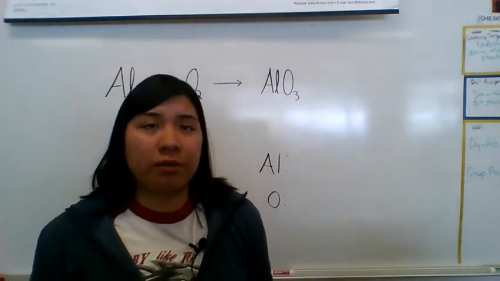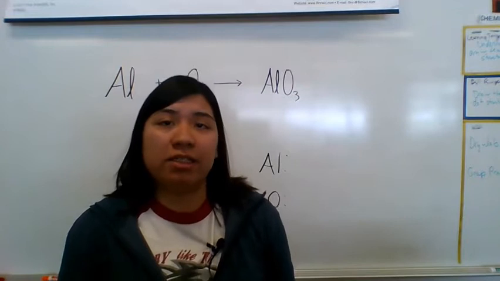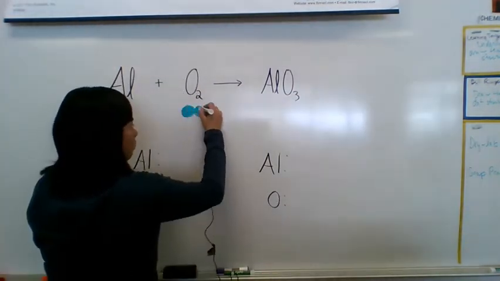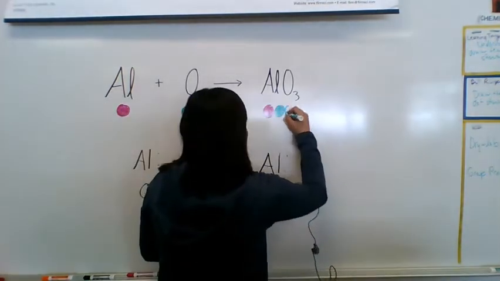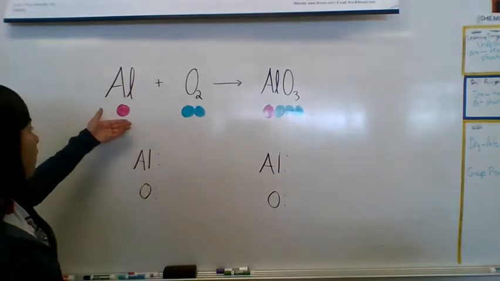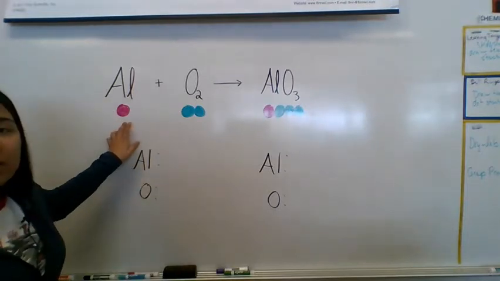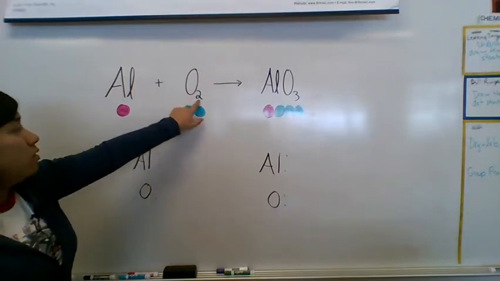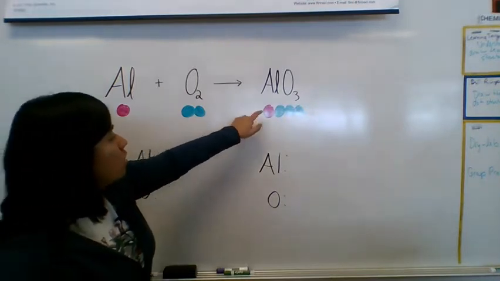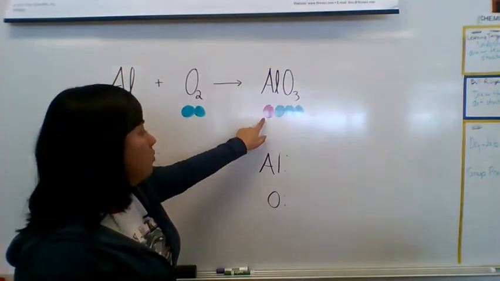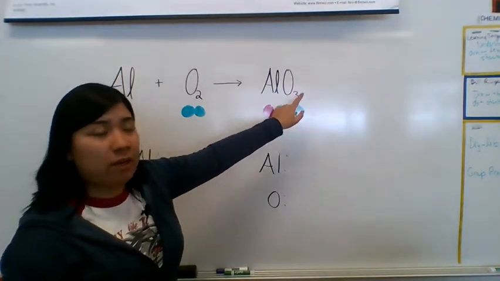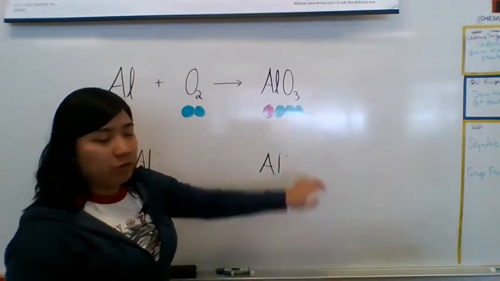I'm also going to draw representations of these molecules so that it is easier to see what we are doing. Okay, here are my representations of the molecules I have. I have one atom of aluminum, which I represented with pink. I have two oxygens, that's what this subscript tells us. So I drew two blue dots, and then right here I have one aluminum, so I have one pink, and I have three, that's what this subscript means. I have three oxygens, so I drew three blue dots.